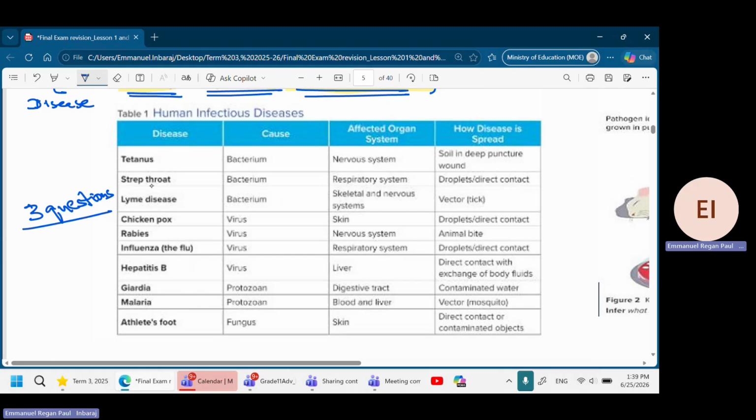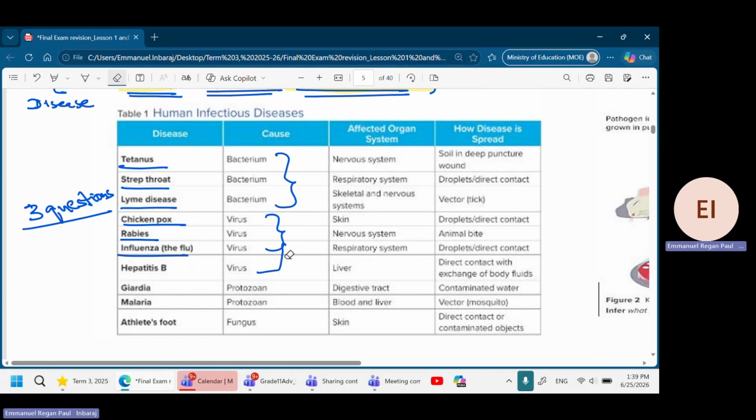See, some of the diseases, for example, bacterial diseases. There are three bacterial diseases. What are they? Tetanus, strep throat, Lyme disease. Okay, keep this in mind. Lyme disease, strep throat, tetanus. And there are viral diseases: chickenpox, rabies, influenza. These three are, no, one more also here, four diseases. You see, there are four diseases here.